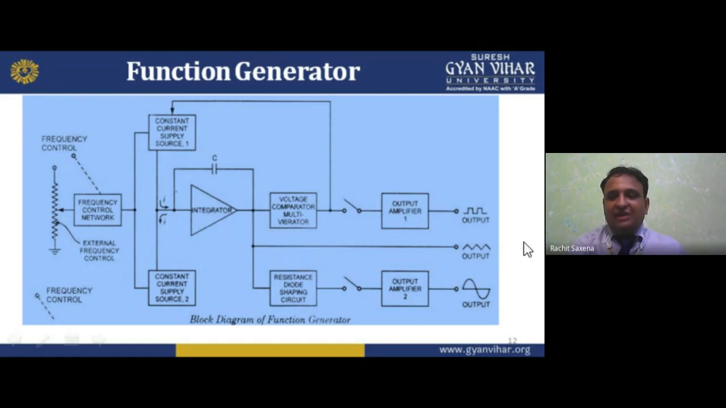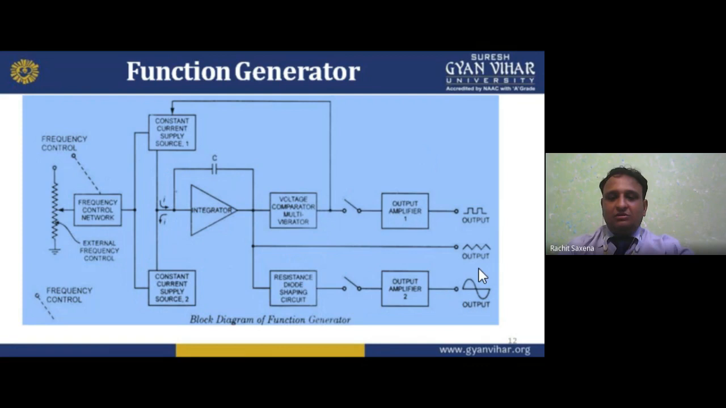If I connect directly, we get the triangular wave, which I told you before. Next, if I use a resistance diode shaping circuit, then a switch and an amplifier, the output will be sinusoidal, the sine. So in this we can make three waves: rectangular, triangular, sine. Sawtooth is basically a combination; through this combination we can make sawtooth, but directly we can make three.